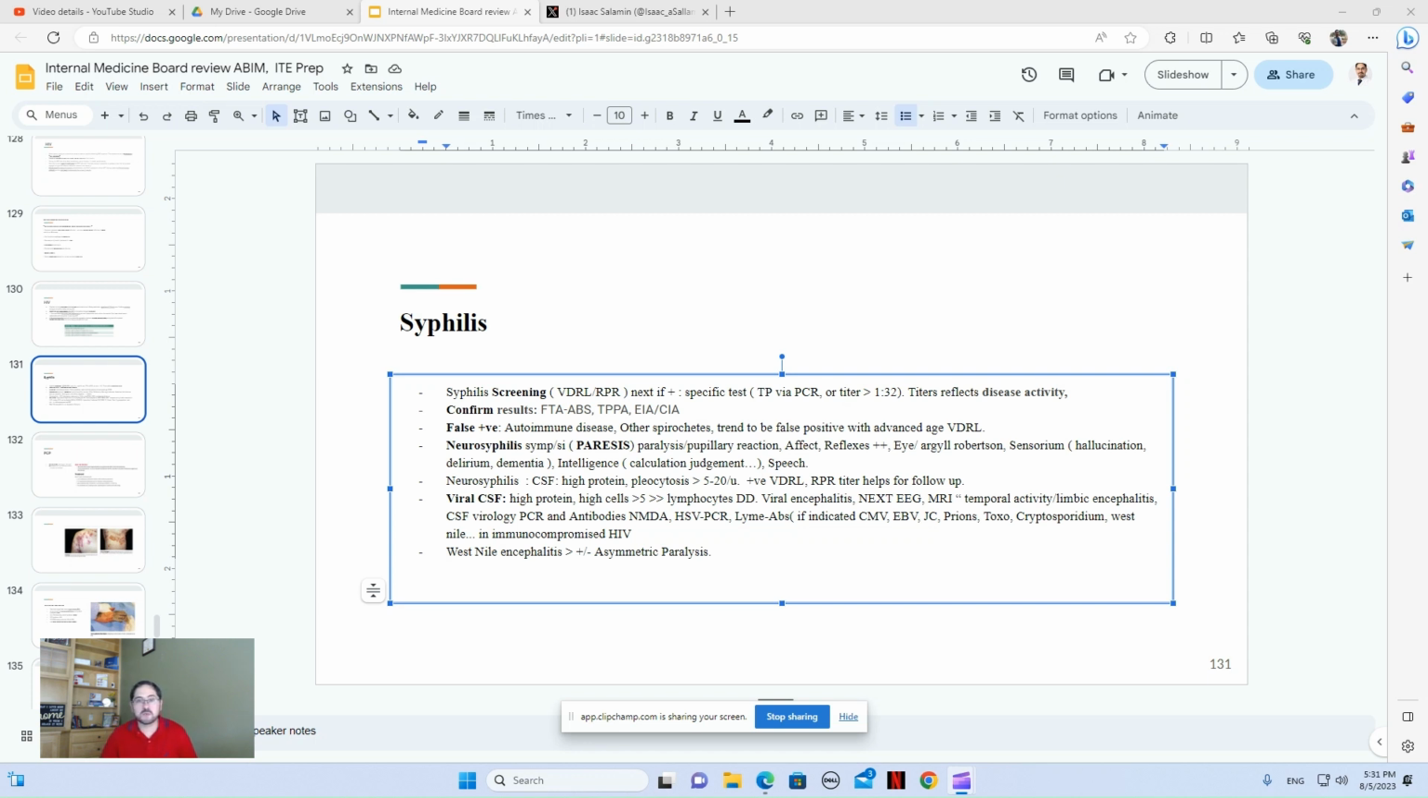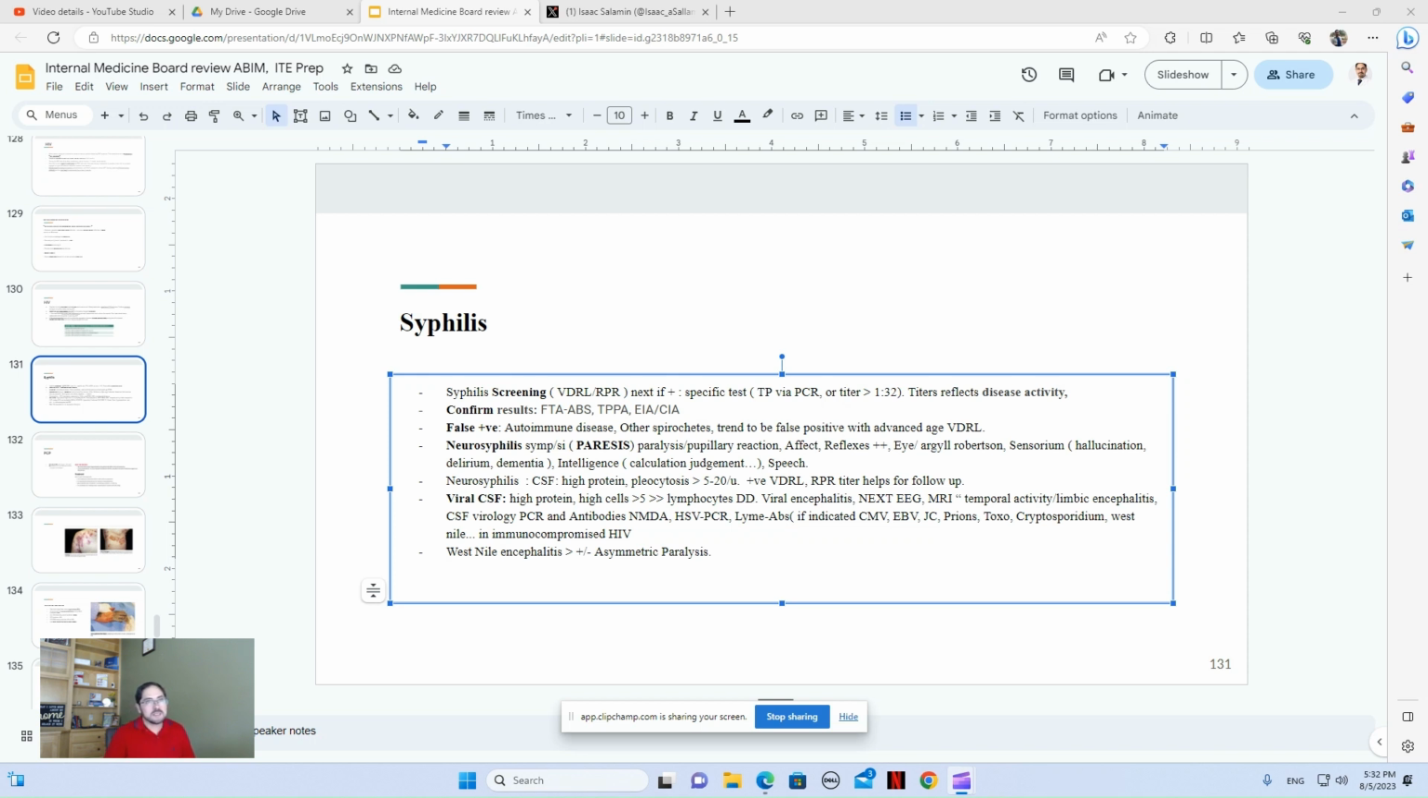And you also need to understand false positive tests. False positives occur with autoimmune disease, other spirochetes, or even in advanced age, where you may see a positive VDRL with a very low titer. Neurosyphilis: you have to suspect neurosyphilis with any neurological symptom or sign, especially where the patient had a history of primary syphilis or was treated in the past for syphilis.